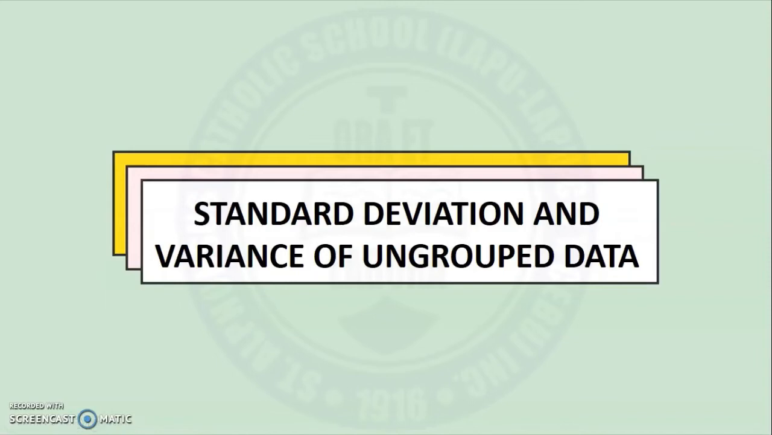Hello Math learners! In this video, we are going to continue discussing the other measures of variability. And these are the standard deviation and variance of ungrouped data. But before you watch this video, make sure that you have already watched the video about range and average deviation, because this video is just a continuation of the first video.